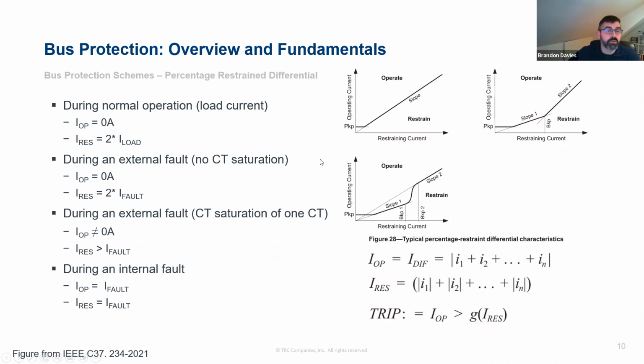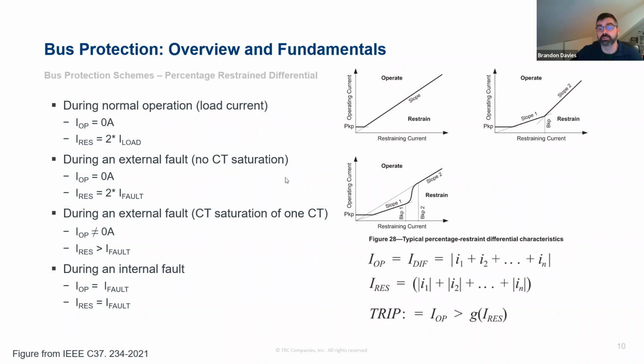So if we take a look at what's going on with this operate and restraint current during different conditions, I gave a very basic example on the last slide. During normal operation with load current, your operate signal is going to be zero because currents in and out of the bus are going to sum up to zero based on Kirchhoff's current law. And your restraint quantity is going to be twice your load current because you're going to see the load current going into the bus and then going back out of the bus.